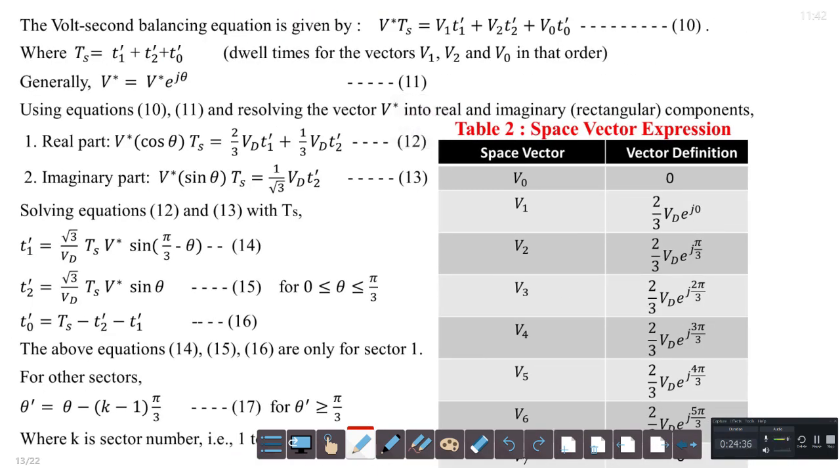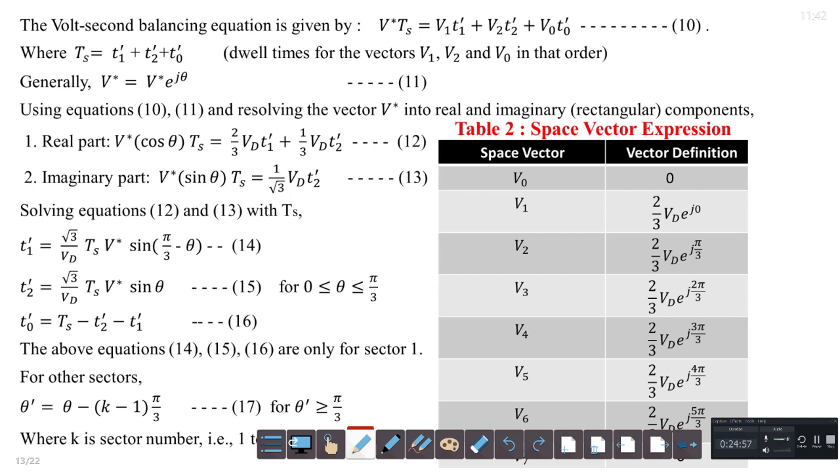So, let us understand how the dwell times are calculated. The dwell times are T1 dash, T2 dash and T0 dash. The volt second balancing principle is given by equation 10. This is a continuation from the previous class, where we had equations 1 to 9. So, this is equation number 10.